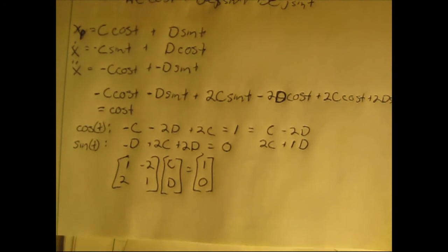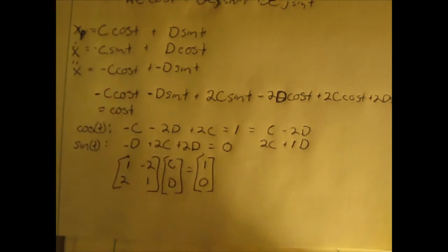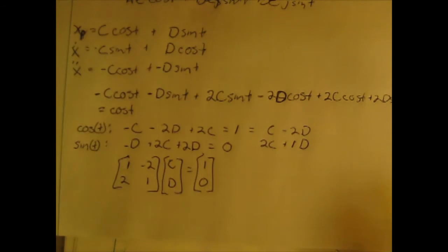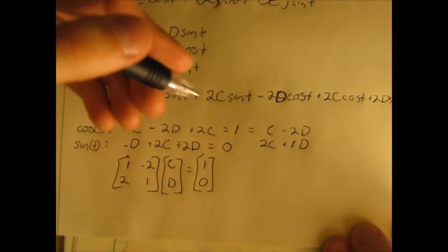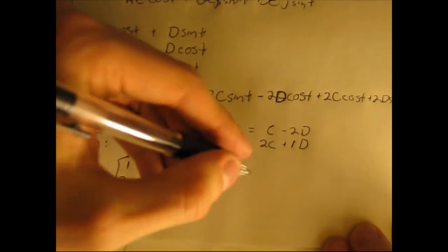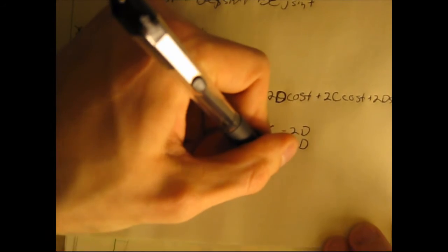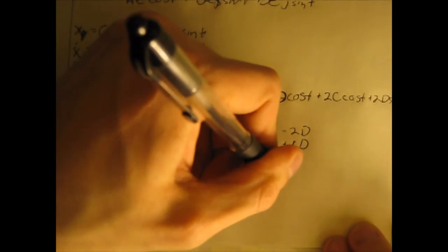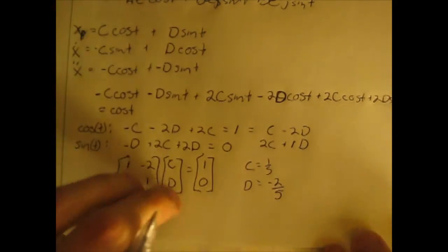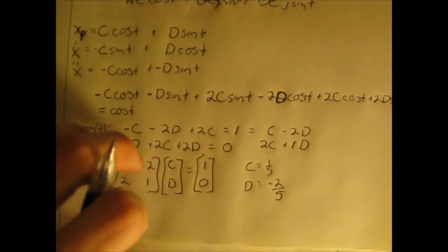The easiest way to do that is just to type it in on your calculator using the reduced row echelon form, or any other method you can think to solve it. I personally like to use the reduced row echelon form because it's just plug and chug, and it's pretty easy to do. Won't bore you with the arithmetic. Turns out we get c equals 1/5 and d equals negative 2/5. So there we go, that's what c and d are.